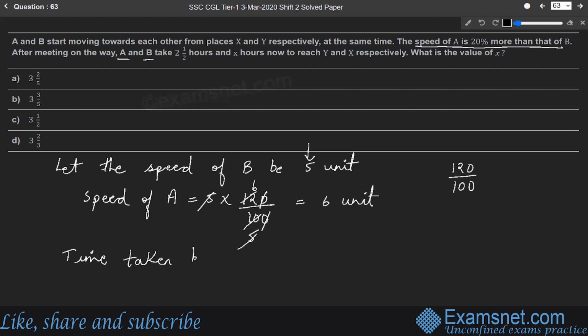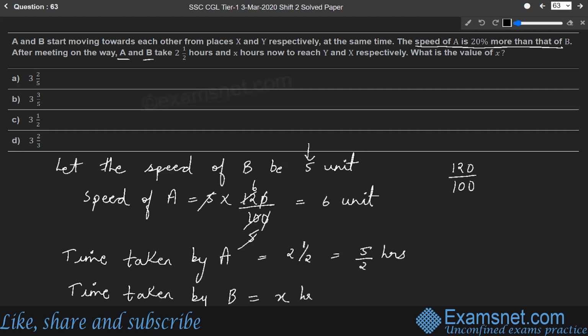Time taken by A after meeting is equal to 2.5 hours. It means when we convert it into a simple fraction, it will be 2 into 2 is 4, 4 plus 1 is 5 by 2. Means the time taken by A is 5 by 2 hours. And what is the time taken by B? It is given in the question that the time taken by B is x hours, and we want to find the value of x.